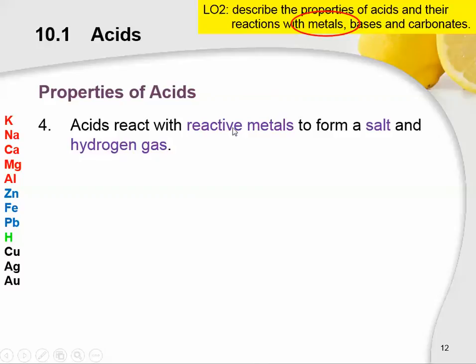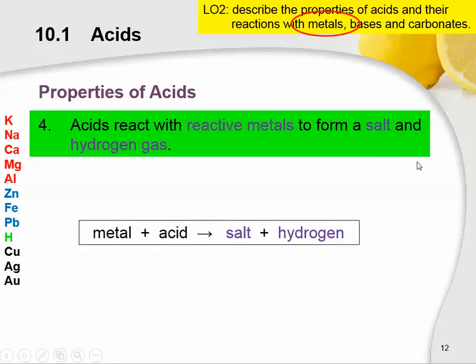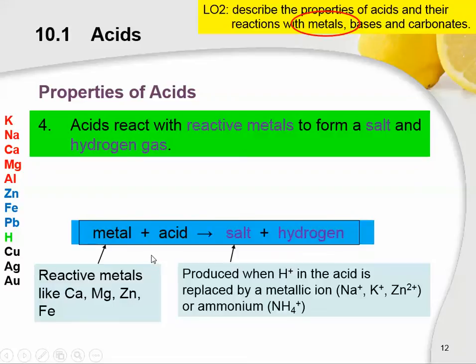So acid reacts with reactive metals to form salt and hydrogen gas. It refers to metals from potassium all the way to lead. They can react with acid to form a salt and hydrogen gas. Let's highlight in green. So, the general formula is metal plus acid gives you salt and hydrogen, and take note that this metal refers to only reactive metals.